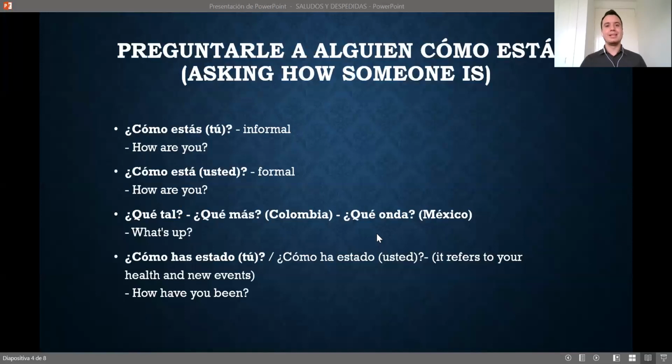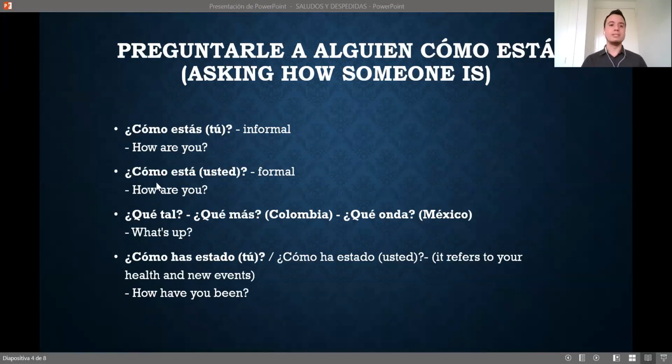Moving on. So, what expressions do we use for asking how someone is? These ones are the most common ones. First of all, we have ¿Cómo estás? Or ¿Cómo estás tú? Look at that, tú is in parentheses. It means that it's not necessary. It's the same if I say ¿Cómo estás? or ¿Cómo estás tú? And it's a very informal greeting.